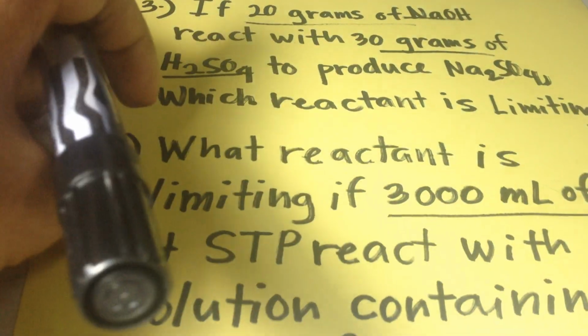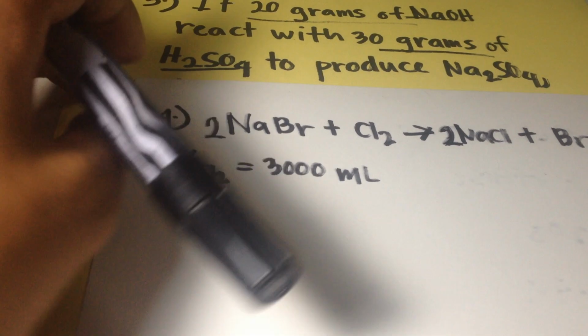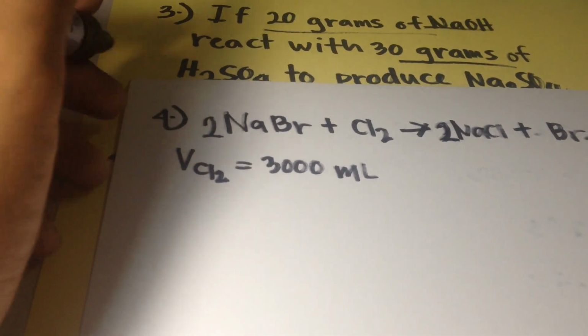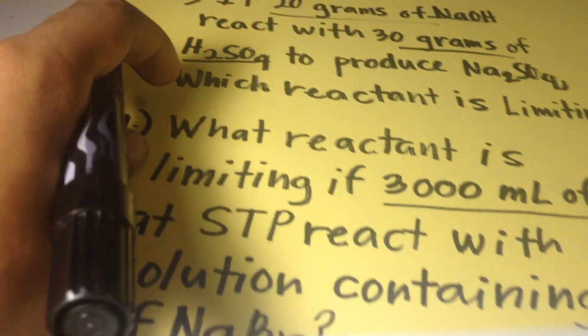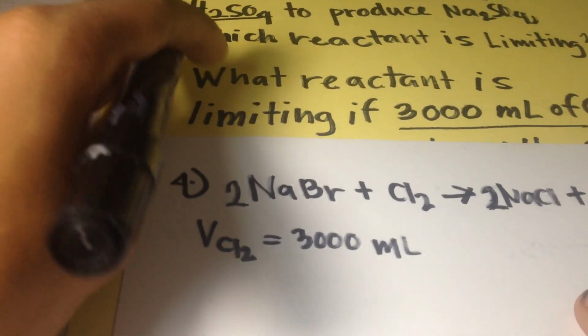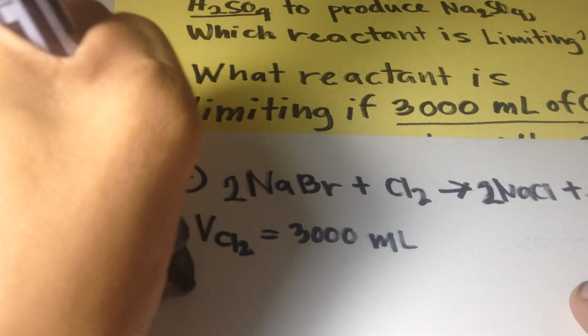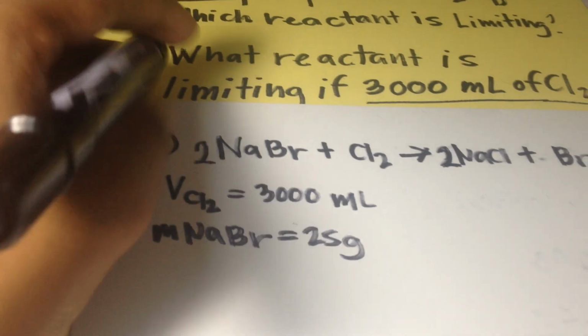Right? What reactant is limiting? So, limiting reactant again. So, let's calculate the moles of each reactant. And then we have a given here of 25 grams of sodium bromide. Mass of sodium bromide is equal to 25 grams.